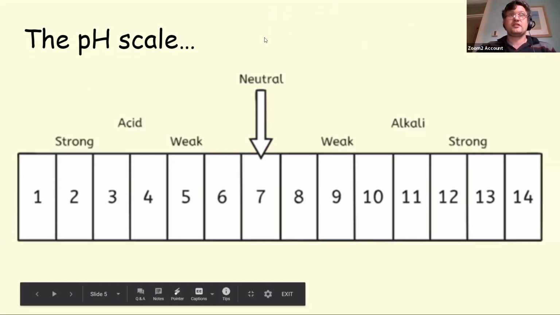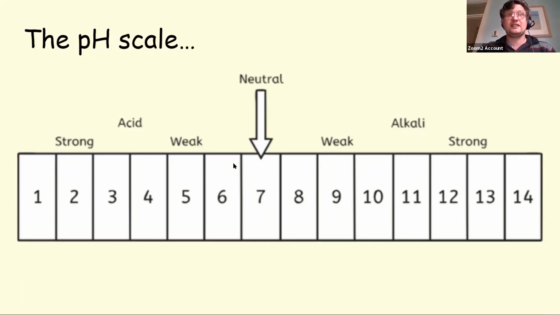So here we've got this idea that anything less than 7 is an acid. The strong ones are down here. The weak ones are here. Anything which is more than 7 is an alkali. The weak ones are 8, 9. Strong ones are higher up here.